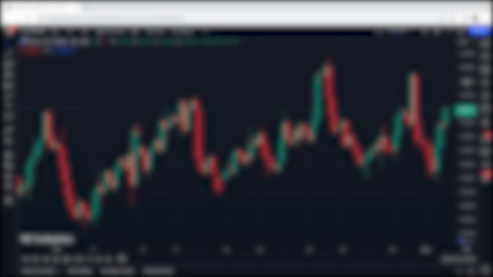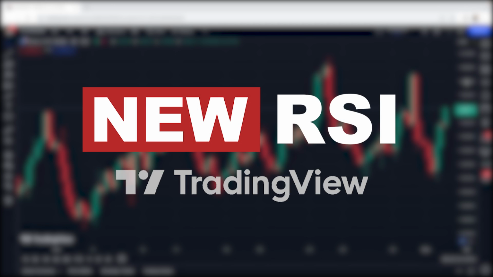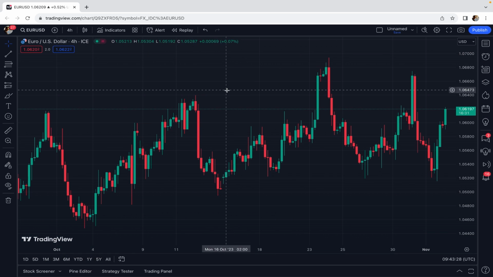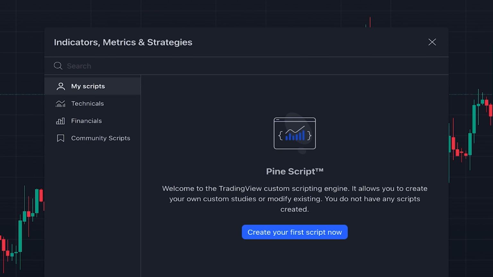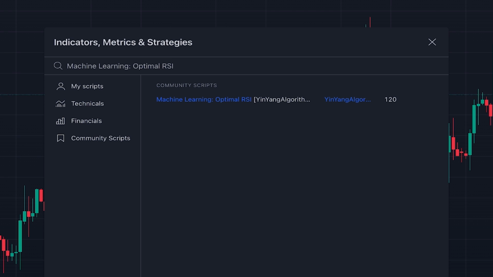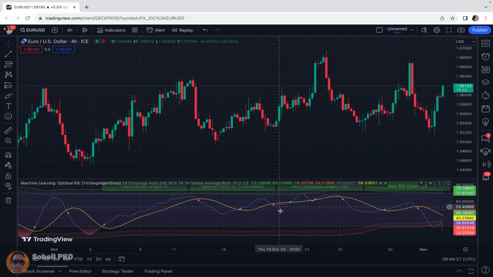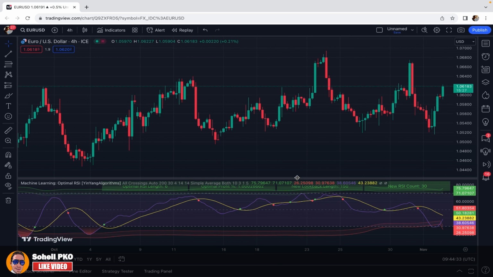In today's video, I want to introduce a new RSI on TradingView that is built based on a machine learning algorithm. To add this amazing indicator to our chart, here we click on indicators and we search "machine learning optimal RSI". This one, which is written by someone named Yin Yang Algorithms. Alright, this is the indicator, and as you can see, it's added here below the chart.